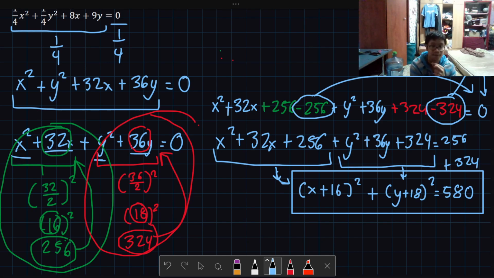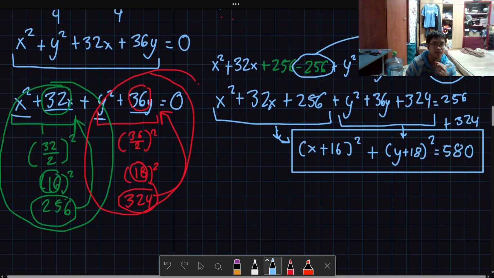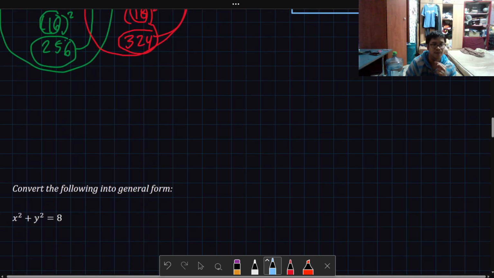And I do believe this is the last part of the practice problem about converting general form to standard form. All right. So yeah, that's it. Now, I think we have the next part.